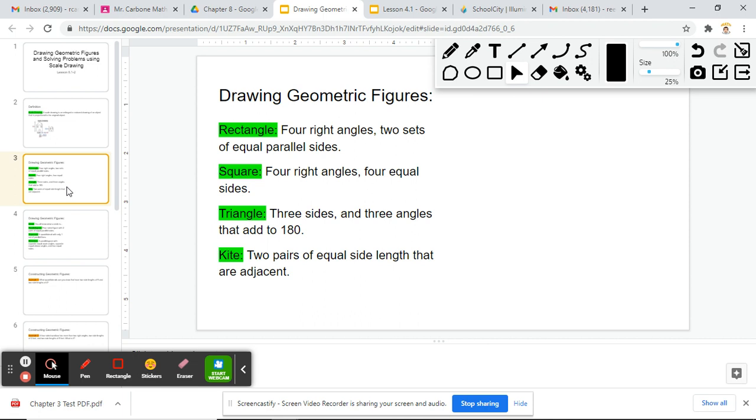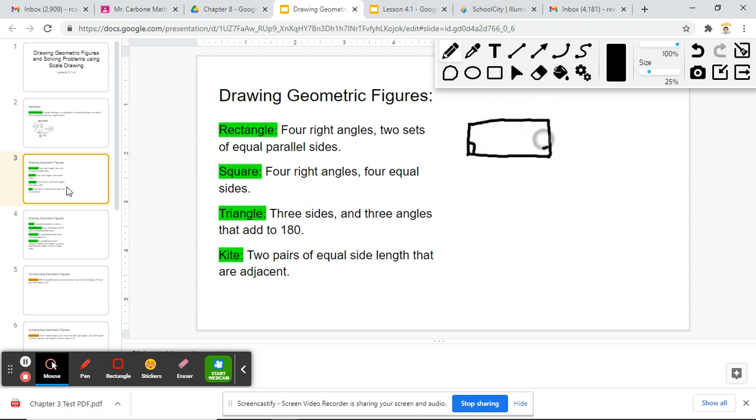All right, so I told you there's a lot of vocab words. We're not done yet. So next we're going to talk about drawing geometric figures. So we got 8 geometric figures, and I'd like you guys to get down all of these. So let's start with a rectangle. A rectangle has 4 right angles and 2 sets of parallel or equal sides. So if we're drawing it, it looks something like this.